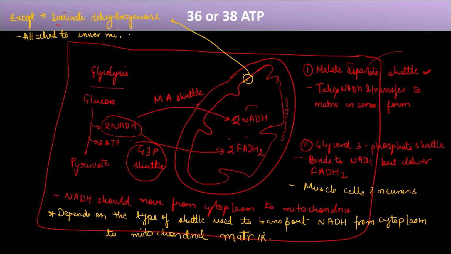Inner mitochondrial membrane. And this is important. This is a different enzyme in terms of its location as compared to all other enzymes present in the Krebs cycle. All the other enzymes will be in the matrix only, but this enzyme is in the inner mitochondrial membrane.